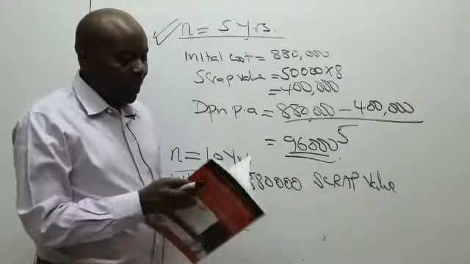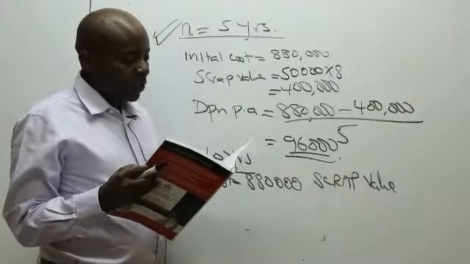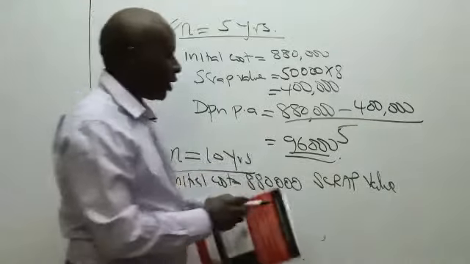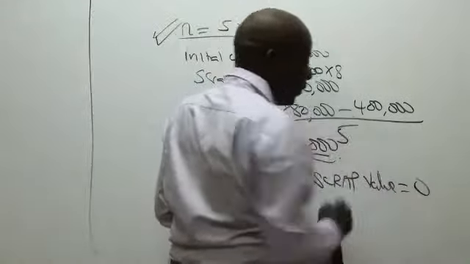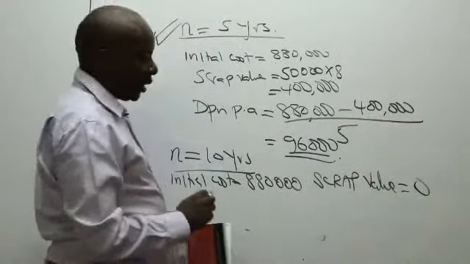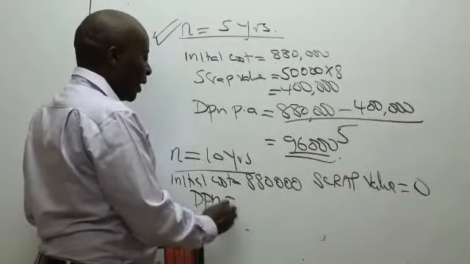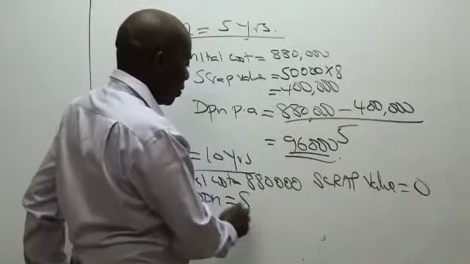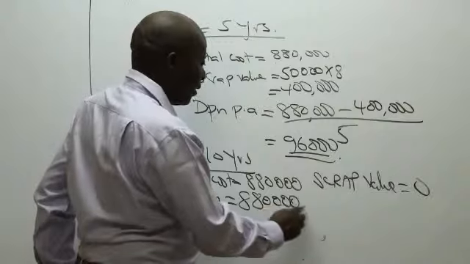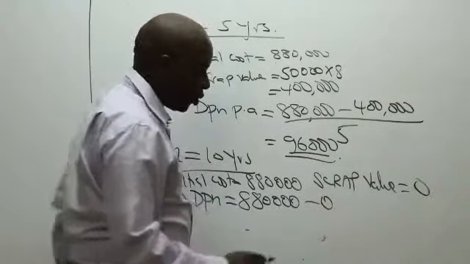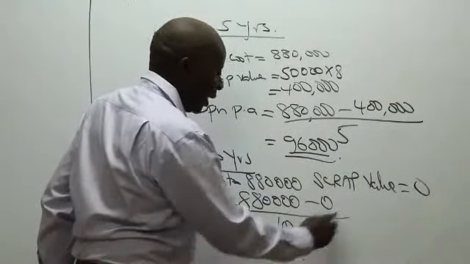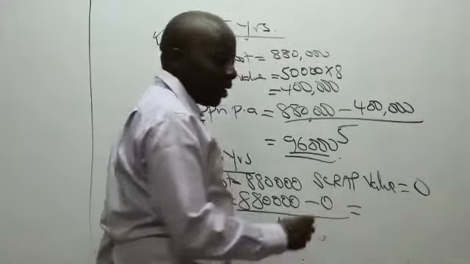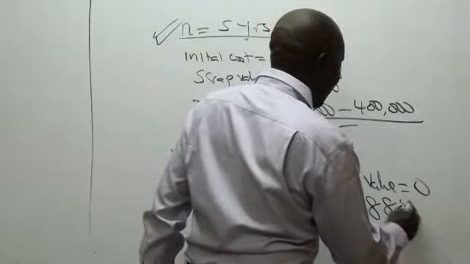We have been told in paragraph number 3 that the computers are expected to last for 10 years, after which they'll be obsolete with 0 resale value. So resale value or scrap value is 0. If that is the case, could you kindly give us depreciation per annum? I'll still use this formula: the initial cost of 880,000 minus the scrap value, which is 0, all over the number of years, which is 10. So somebody is giving me a figure of 88,000.